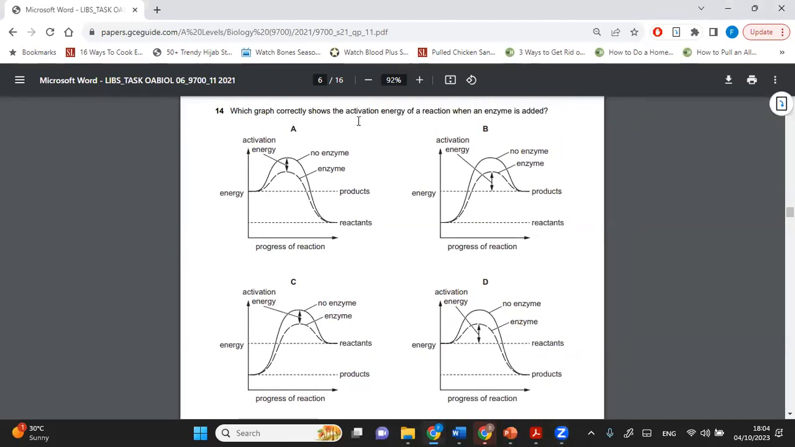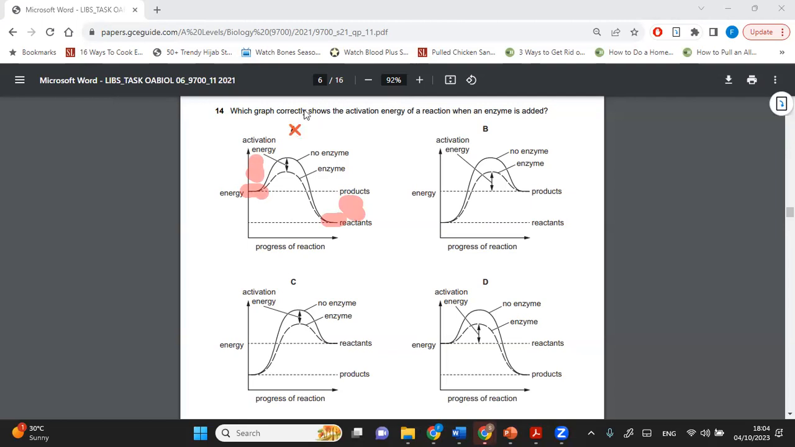The question says, which graph directly shows the activation energy of an enzyme reaction when an enzyme is added? So we have this particular situation. In option A, they are saying this is the product and this is the reactant. Now, this doesn't really make any sense. The reactant should be over here and product should be over here. So for now, let's say we rule out option A.